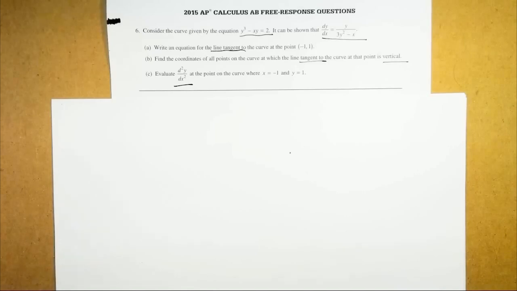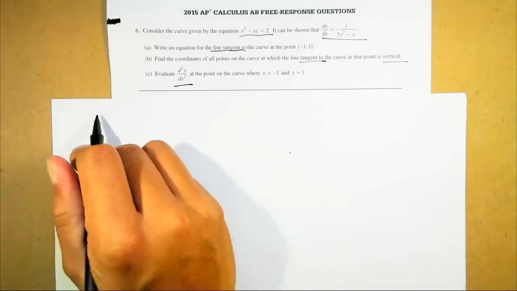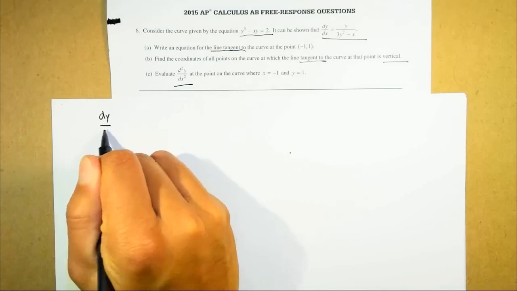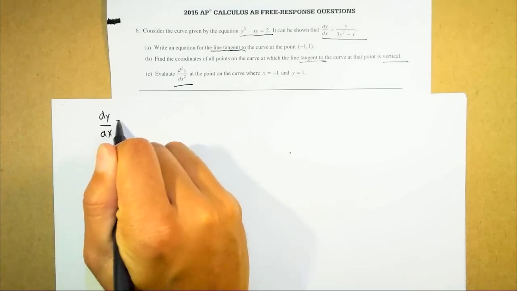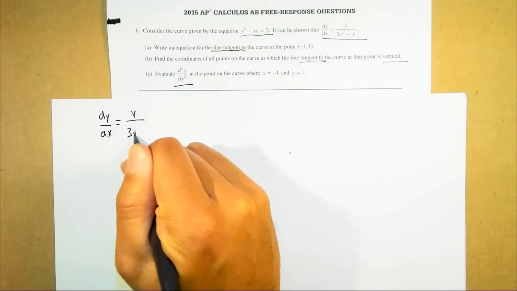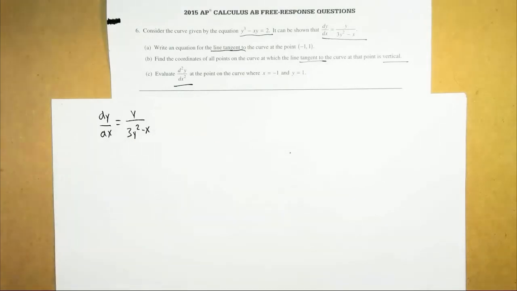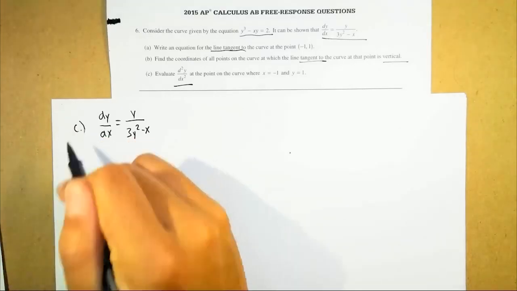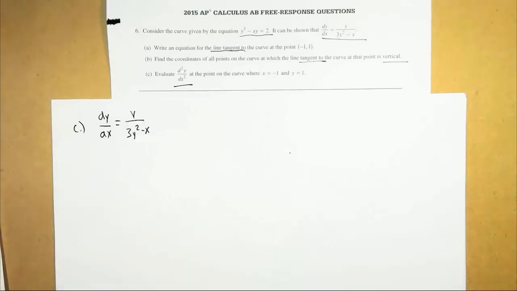So when I find this derivative, I'm going to write out the equation. And this is going to look like a monster when we're working this out. So dy over dx is equal to y over 3y squared minus x. I'm just rewriting the question. Now I'm going to attempt my solution. Now remember, when you find this derivative for part C, it's going to be a quotient rule. How do I know? It's a fraction. And this is going to be my answer.